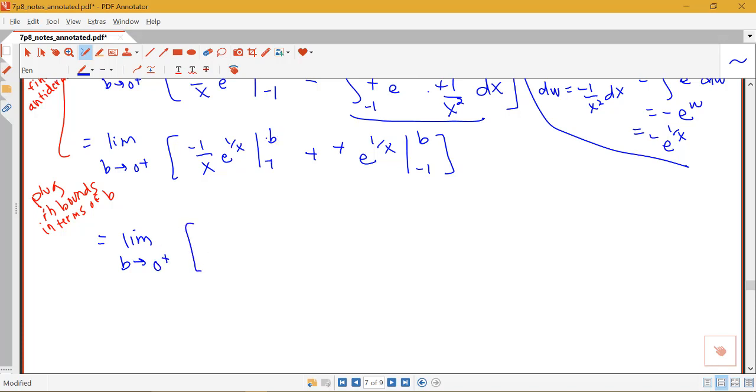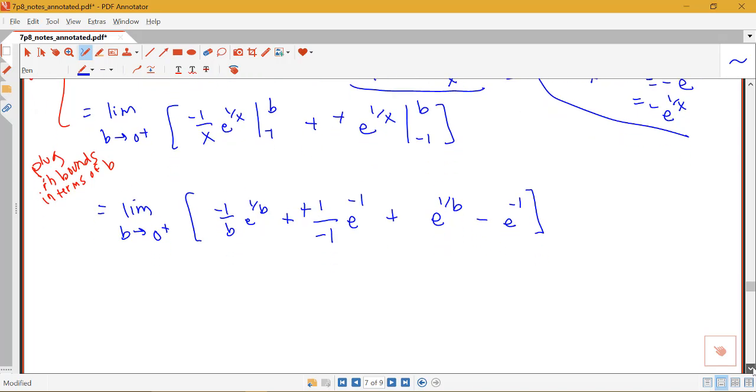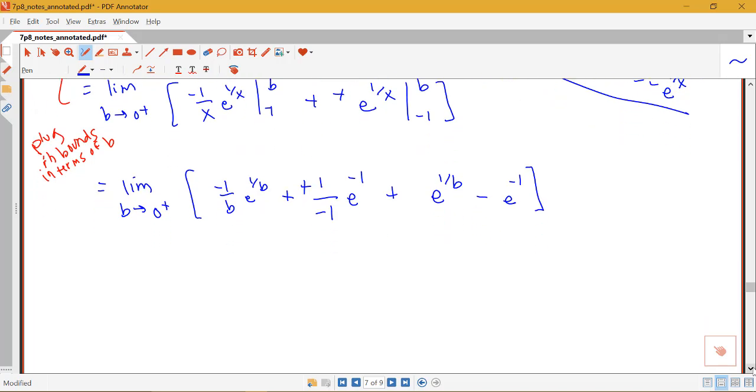So I'm going to plug in b here. This is negative 1 over b, e to the 1 over b. Then I'm going to have minus negative 1 over negative 1, e to the 1 over negative 1, or e to the negative 1. Then I have e to the 1 over b here, minus e to the negative 1. Okay. So let's look at simplifying this as much as we can here.